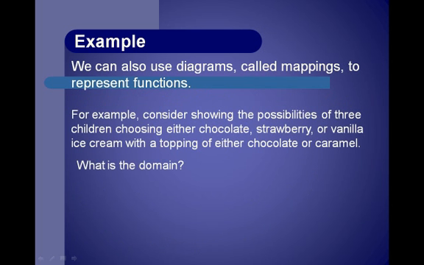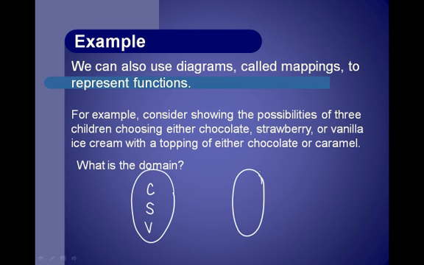We can also use diagrams or mappings to represent functions. For example, consider showing the possibilities of 3 children choosing either chocolate, strawberry, or vanilla ice cream with a topping of either chocolate or caramel. Well, the domain would be your ice cream. So we would have chocolate, strawberry, or vanilla. So we would usually have a group of domain. The range would be our toppings. So we would either have chocolate or caramel.